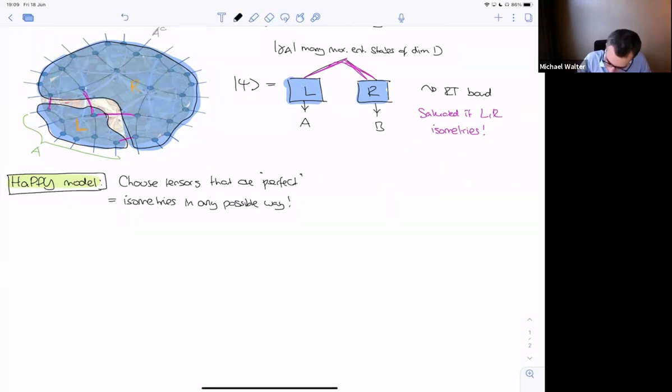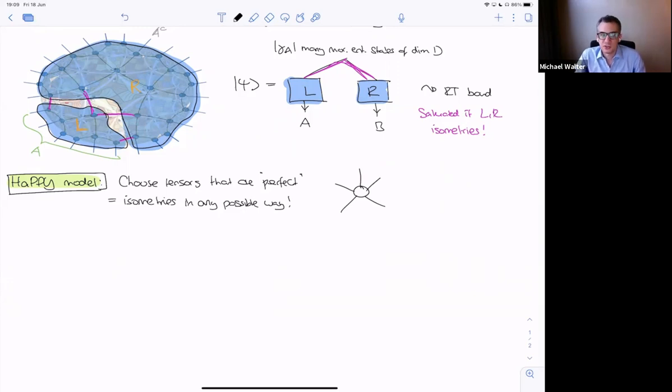So if I take an arbitrary tensor, maybe this tensor here, there are lots of ways of thinking of this as a linear map. I can pick any subset of the legs as inputs, any subset of the legs as outputs. Now, such a map can, of course, only be isometric if the number of input legs is less than or equal to the number of output legs. Otherwise, there's not enough space in the output.